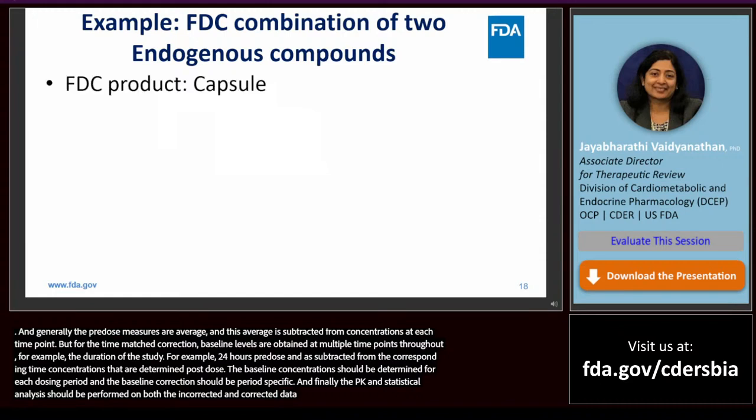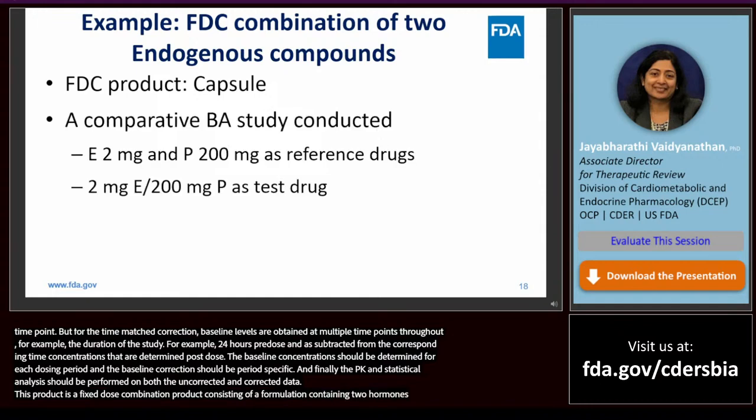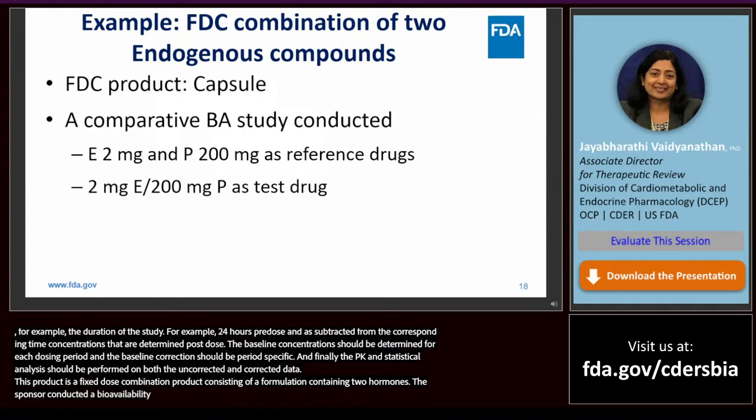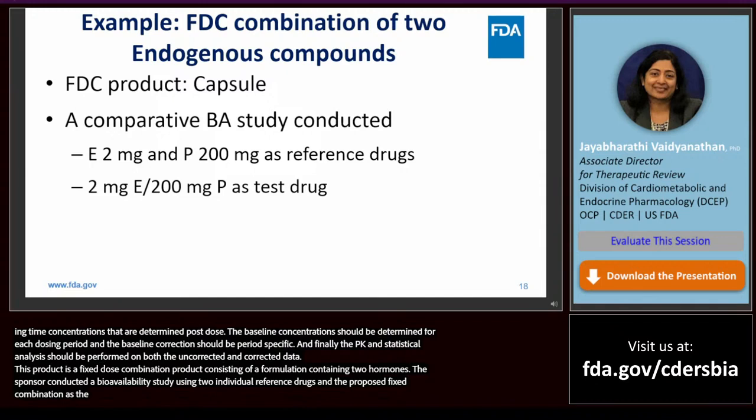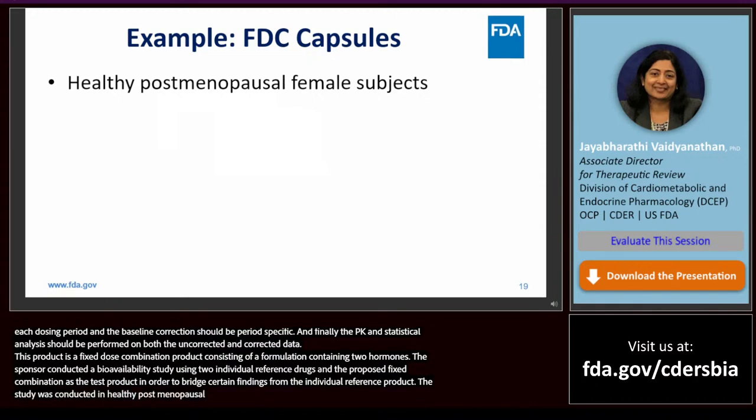This product was a fixed-dose combination product consisting of a formulation containing two hormones. The sponsor conducted a bioavailability study using two individual reference drugs and the proposed fixed combination as the test product in order to bridge certain findings from the individual reference product. The study was conducted in healthy postmenopausal female subjects because it was expected to have less interference with baseline levels as compared to healthy subjects.